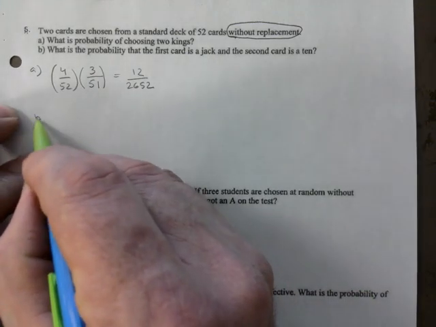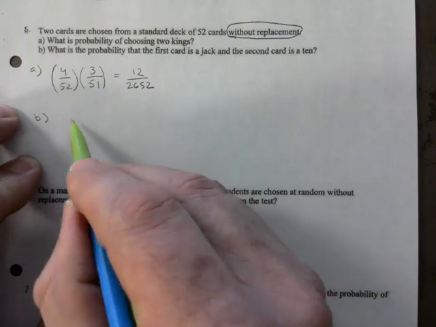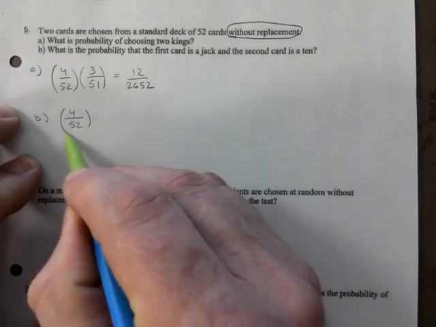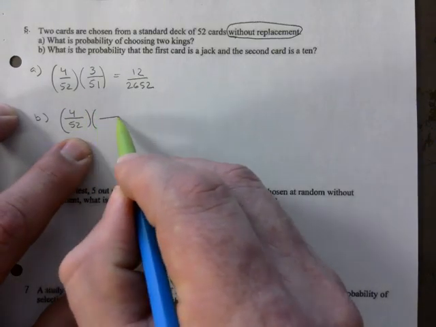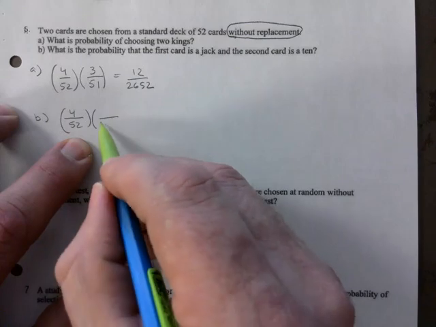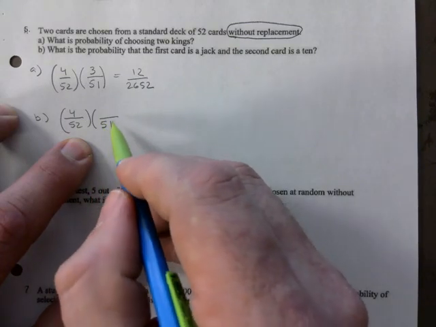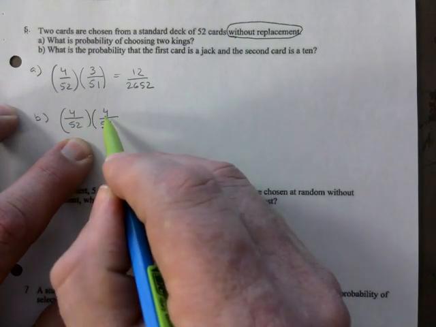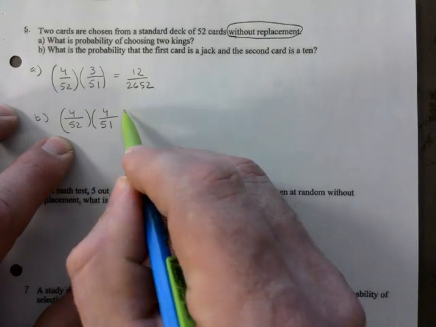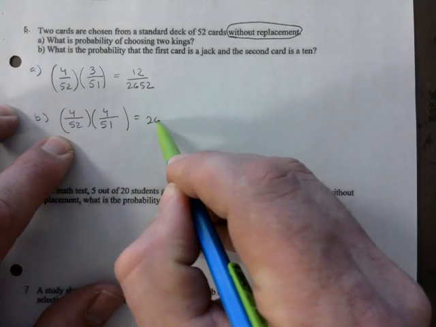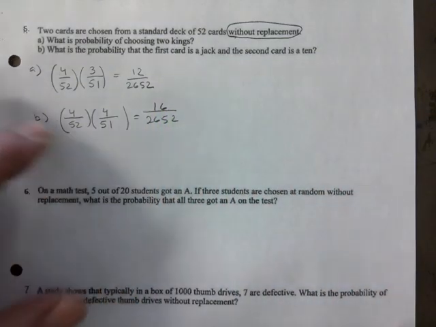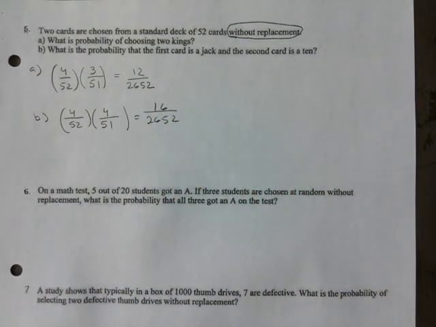What about B? What's the probability of the first card being a jack? We've got 4 out of 52. And a second one is a 10. How many 10s are there? 4. The first one hasn't affected the number of 10s. It has affected the total in this case. So we're still out of 2652. In this case, it's 16 out of 2652, right? So that's kind of like the idea there.